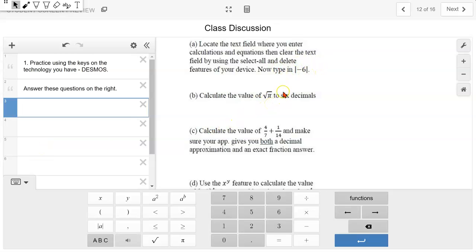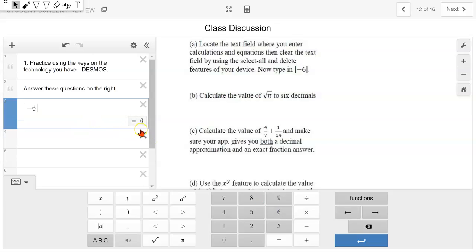Okay, so the first one, look at this. Type in absolute value of negative 6. Where's the absolute value? Here. You see above the A, B, C? You can click on this and then just type. You can type negative 6, or you can use the keypad here, negative 6, and you will see the answer. That is equal to 6.